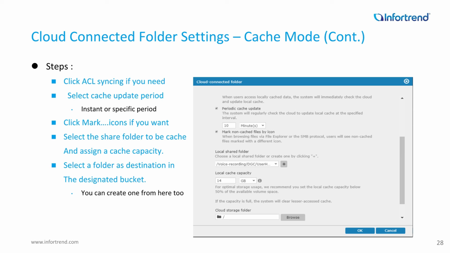Check Mark non-cached files by icon to identify whether the files you are accessing are from cloud or local. Select the share folder as the local cache in the Local Share Folder option. Assign the folder's capacity in the Local Cache Capacity option. Click Browse in the Cloud Storage folder, then select a folder as the destination in the designated bucket. If you have not created a folder in this bucket, create one.